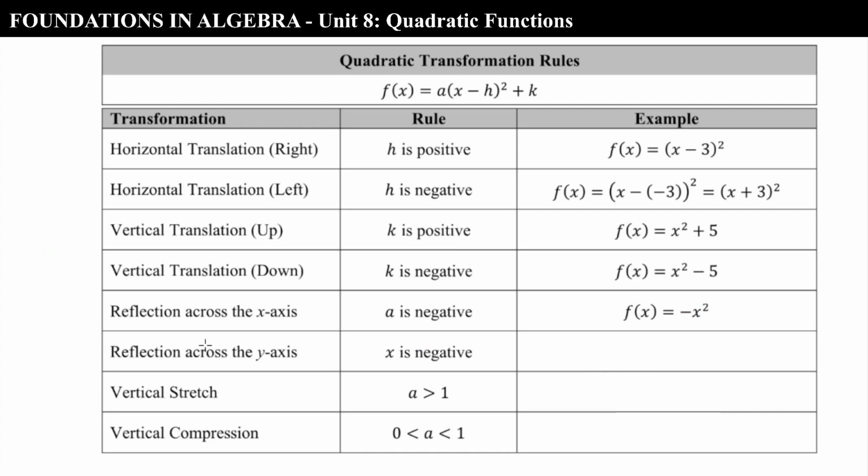Now, a reflection across the y-axis is when x is negative before you square it. If this is the case in a quadratic, that parabola gets flipped and it's still going to look the same. If you flip it upside down across the x-axis, of course that makes a change, but if you flip it along its axis of symmetry, it's going to look the same because it is symmetrical. So we're not going to be that concerned about reflection across the y-axis in a quadratic function.